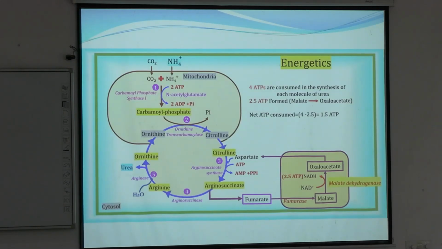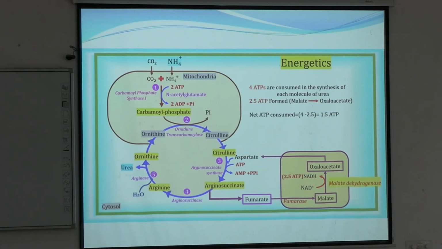Now the energetics. So 4 ATPs were used in the urea cycle, right? And in the TCA cycle, one molecule of fumarate will give rise to 2.5 ATPs, like from one NADH, because fumarate will be converted into malate and malate will get converted into oxaloacetate. So this NADH is equivalent to 2.5 ATPs. So the net ATP consumed will be 4 minus 2.5, that is 1.5 ATP. Clear to all? This is also asked in your exam: write the energy breakdown of the urea cycle.